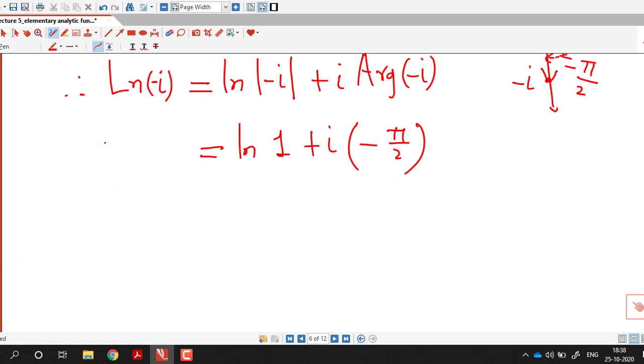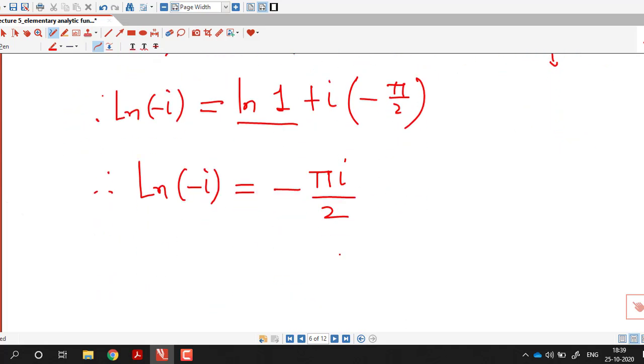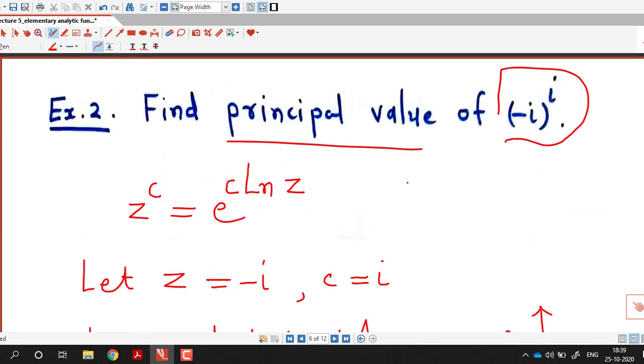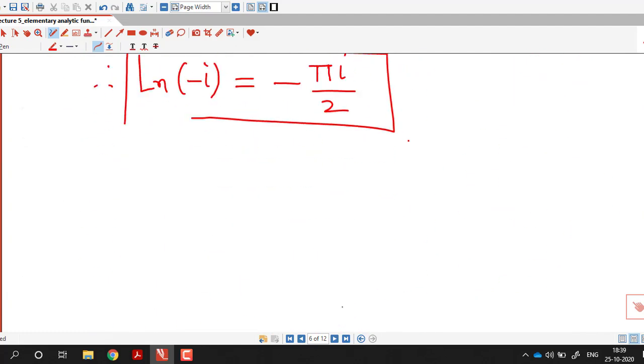And this ln 1, the left hand side is Log(-i). Now this is the real logarithmic function, so log 1 is 0, and this we can write as -pi i/2. Once we obtain the logarithm of -i, we can find (-i)^i using this definition.